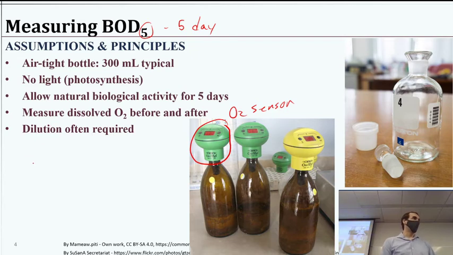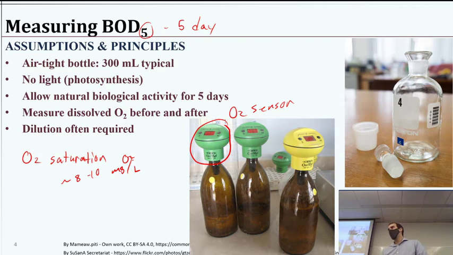Water can only hold so much oxygen. So O2 saturation for water is typically around 8 to 10 milligrams per liter, and that depends a lot on the temperature. That's milligrams of oxygen per liter. So if we had a high strength wastewater, and it's going to demand more than a few milligrams per liter of oxygen, then we're going to deplete all the oxygen, and we won't know how much we could have depleted if it had more oxygen, right?